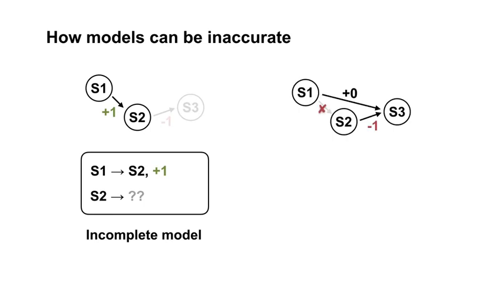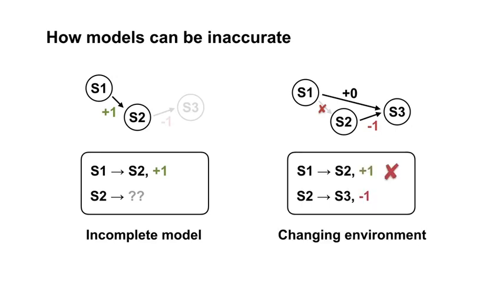The model could also be inaccurate if the environment changes. Taking an action in a state could result in a different next state and reward than what the agent observed before the change. We say the model is inaccurate because what actually happens is different from what the model says.